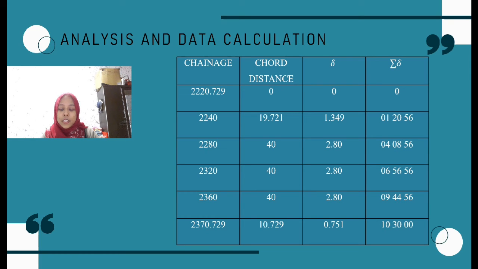And the last row, the chainage is 2370.729, chord distance 10.729, deflection angle 0.751, and the last is total of deflection angle, which is 10, 30, 00.